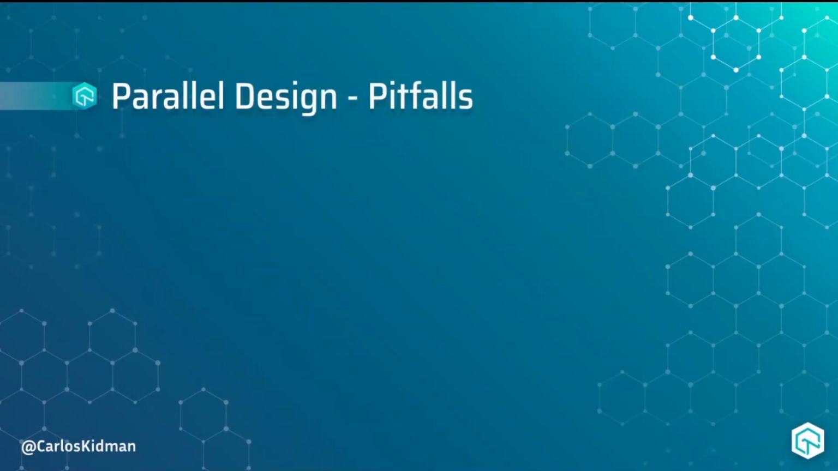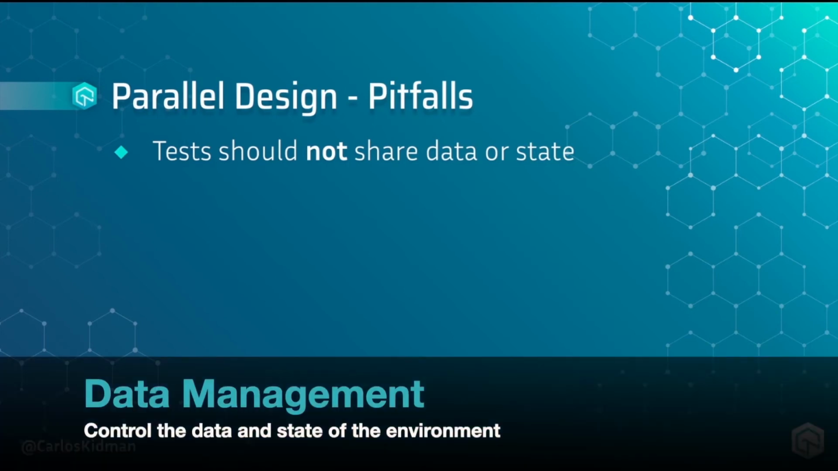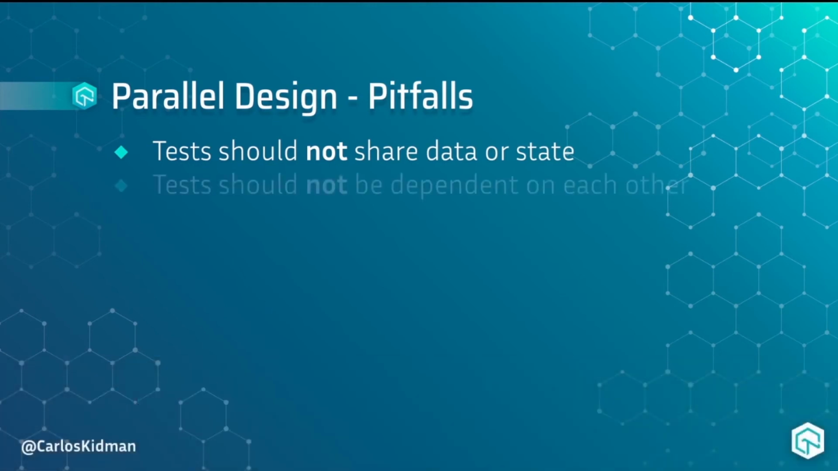Like I said before, it's up to you to design your tests so they can be executed in parallel. There are a couple pitfalls you need to avoid to do this. For example, tests should not share data or state. Sharing data and state between tests can have them tripping over each other because they can affect each other's outcome, which is probably not what you want. We call this data management, and it's one of the most difficult pieces of automated solutions.